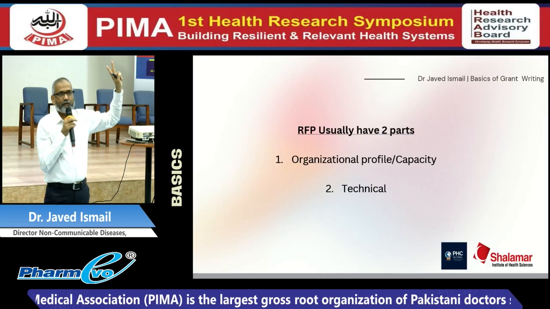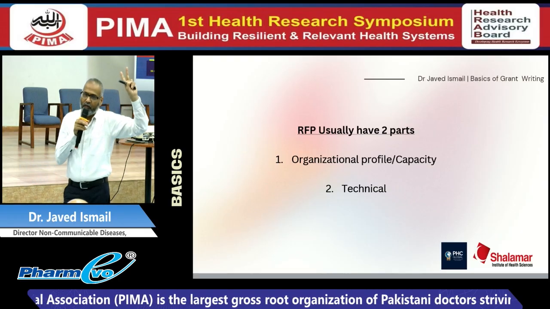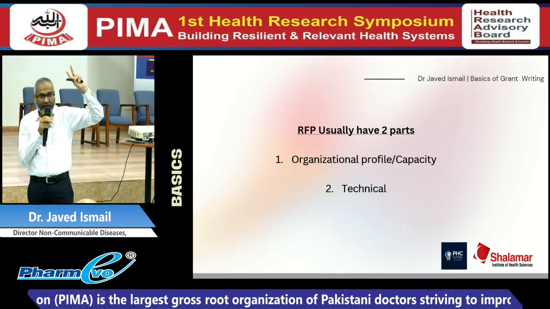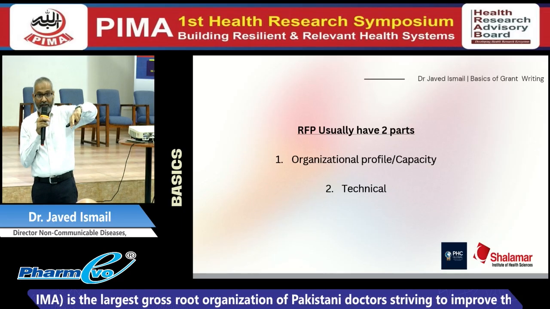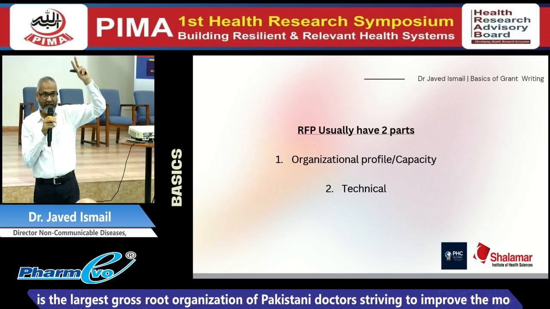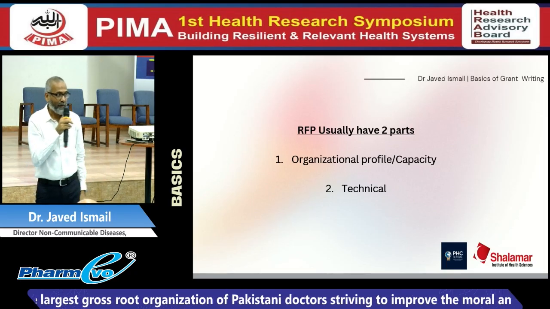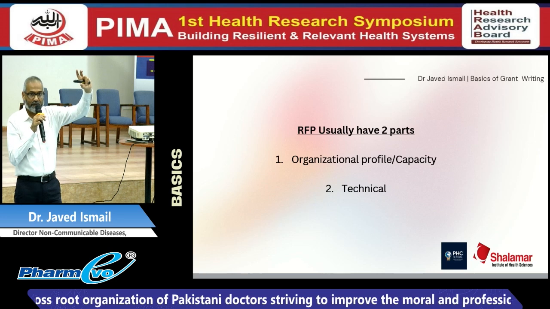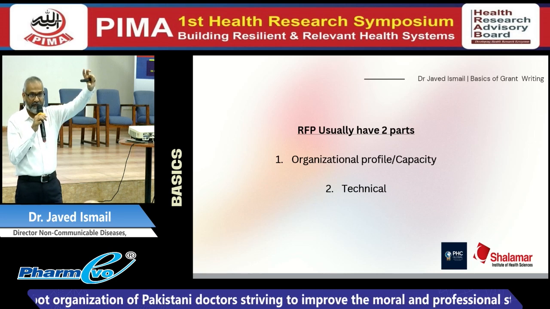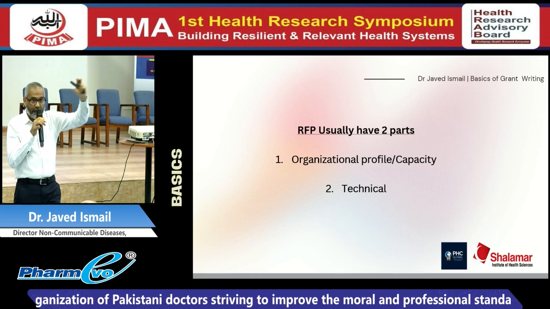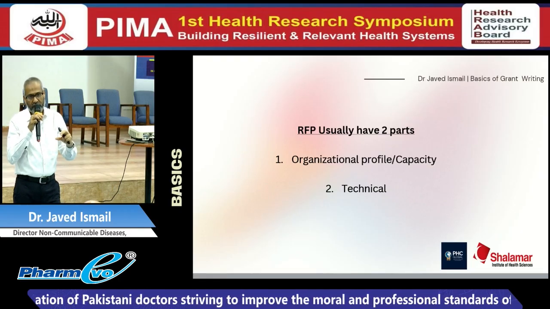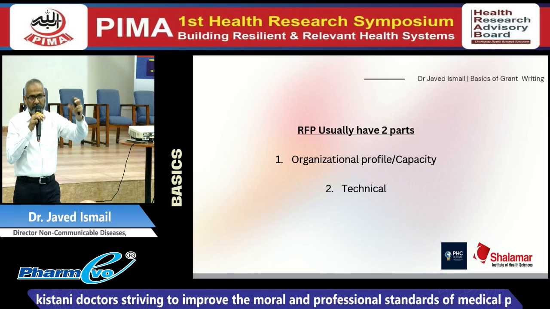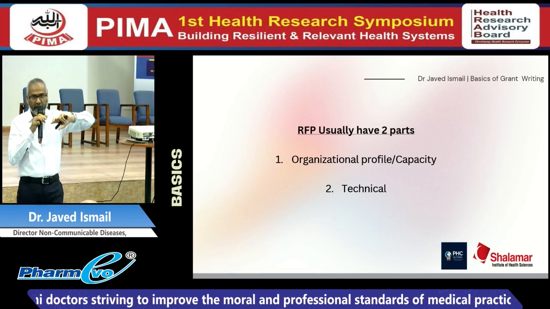One is actually the organizational profile that we have discussed earlier. कितनी strong है, कितनी ज़बरदस्त है, उस एरिया में आपने कितना काम किया हुआ है. ये एक बड़ा चंक होता है उस RFP का. और एक पार्ट होता है वो टेक्निकल, वो प्रपोजल that you are applying for, वो idea. So it has two major components.